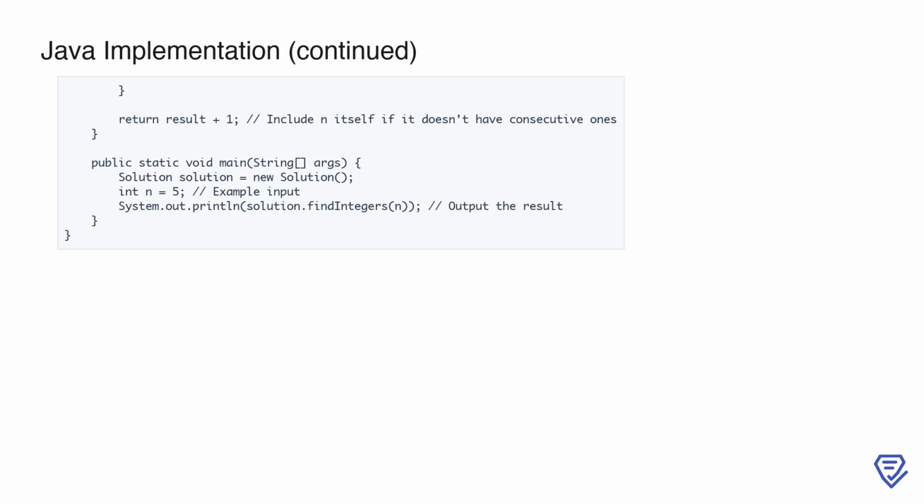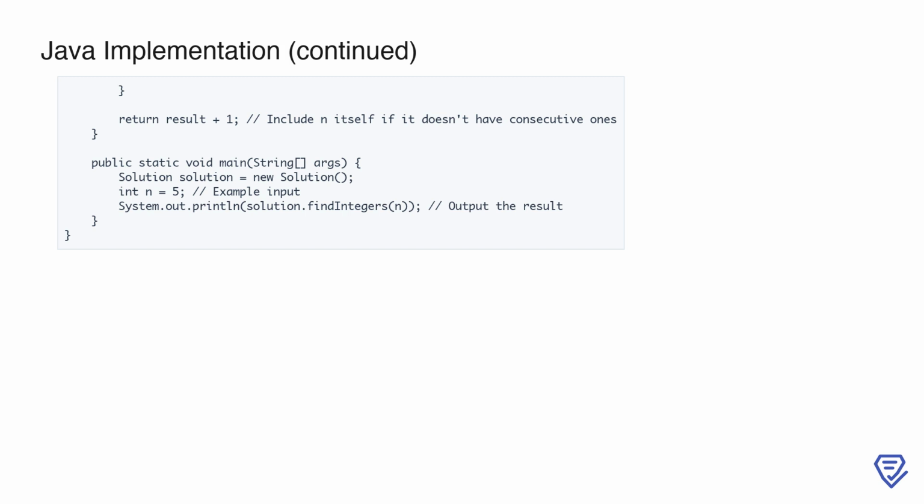Finally, we include a main method to demonstrate how the solution works. Here, we create an instance of the Solution class and define an example input, n is 5. When we call the findIntegers method with this input, it calculates and outputs the result. This example allows us to test the implementation and verify that it correctly identifies non-negative integers without consecutive ones up to the given input.